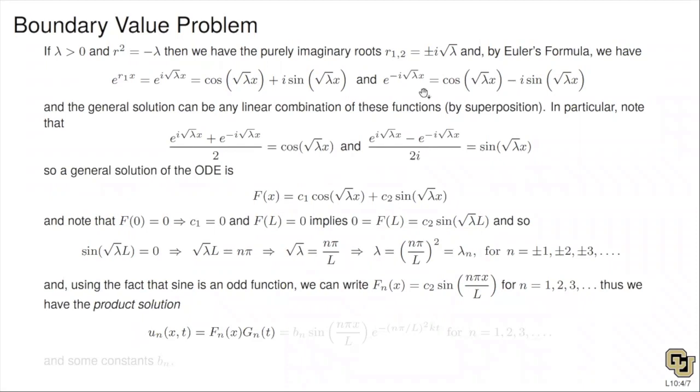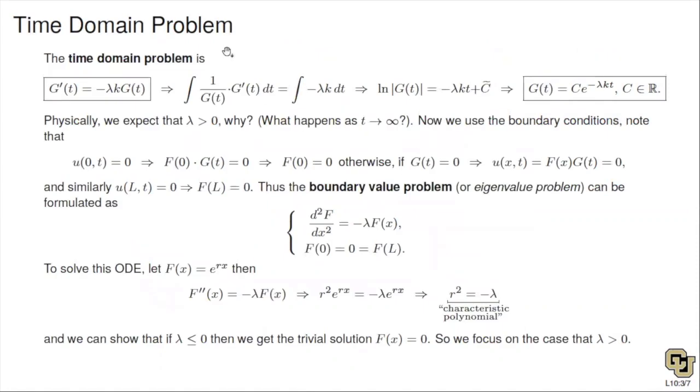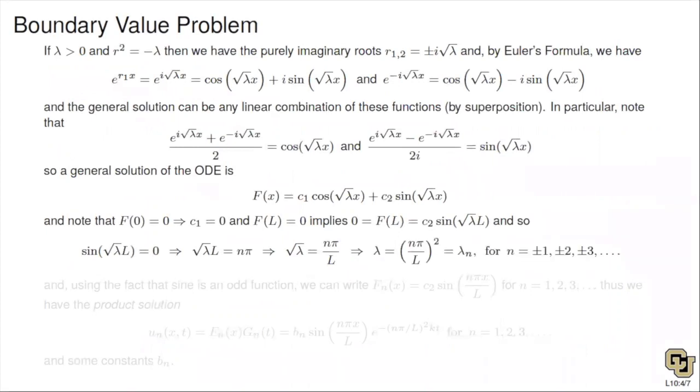So what? Well, if we go back to the time domain problem, this lambda here, because of the developments in the boundary value problem, has now been replaced with a lambda sub n. This is now going to be a lambda sub n from what happened on the previous slide, because we found the eigenvalues, and there's infinitely many of them. The eigenvalues, just to remind you again, these are the eigenvalues.